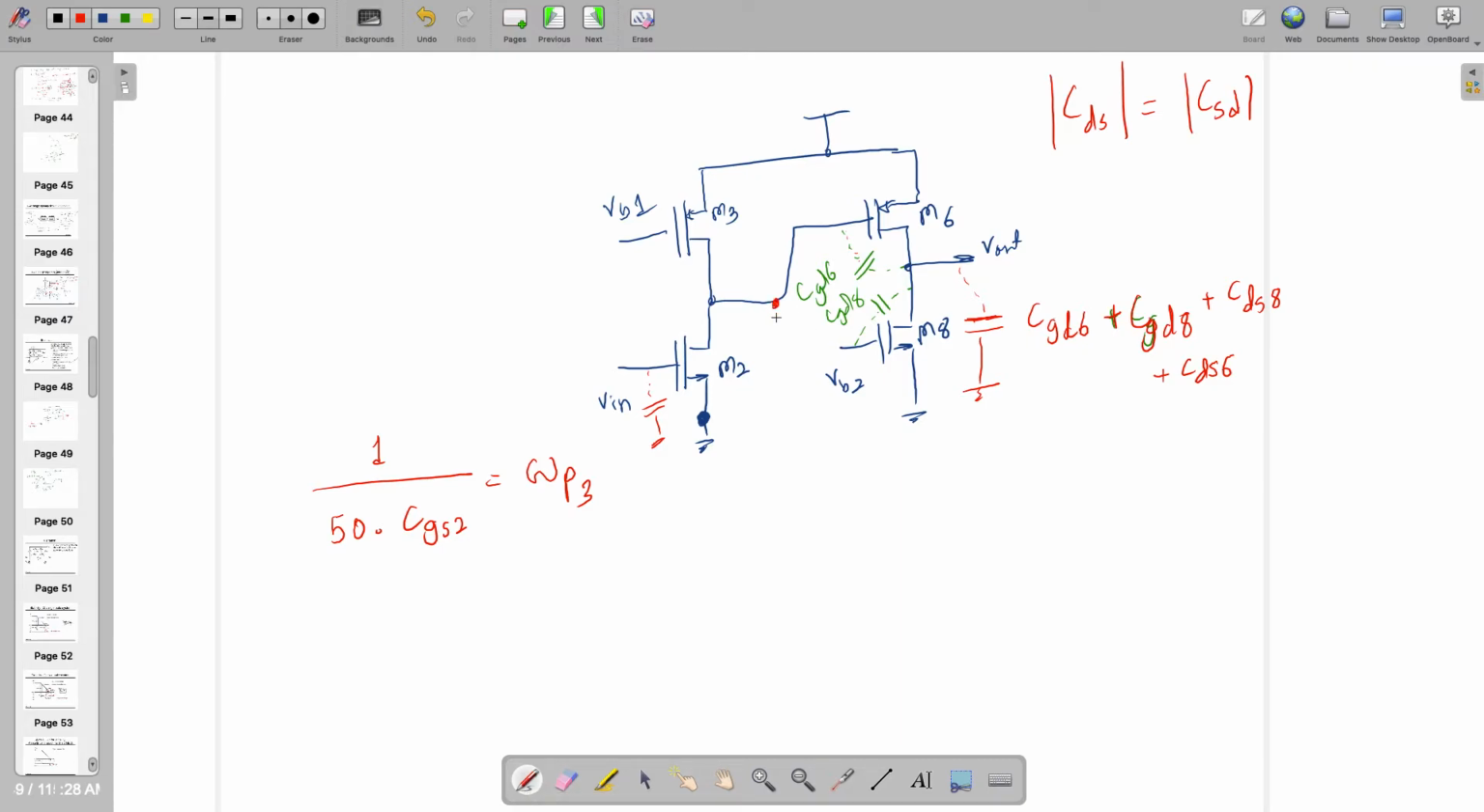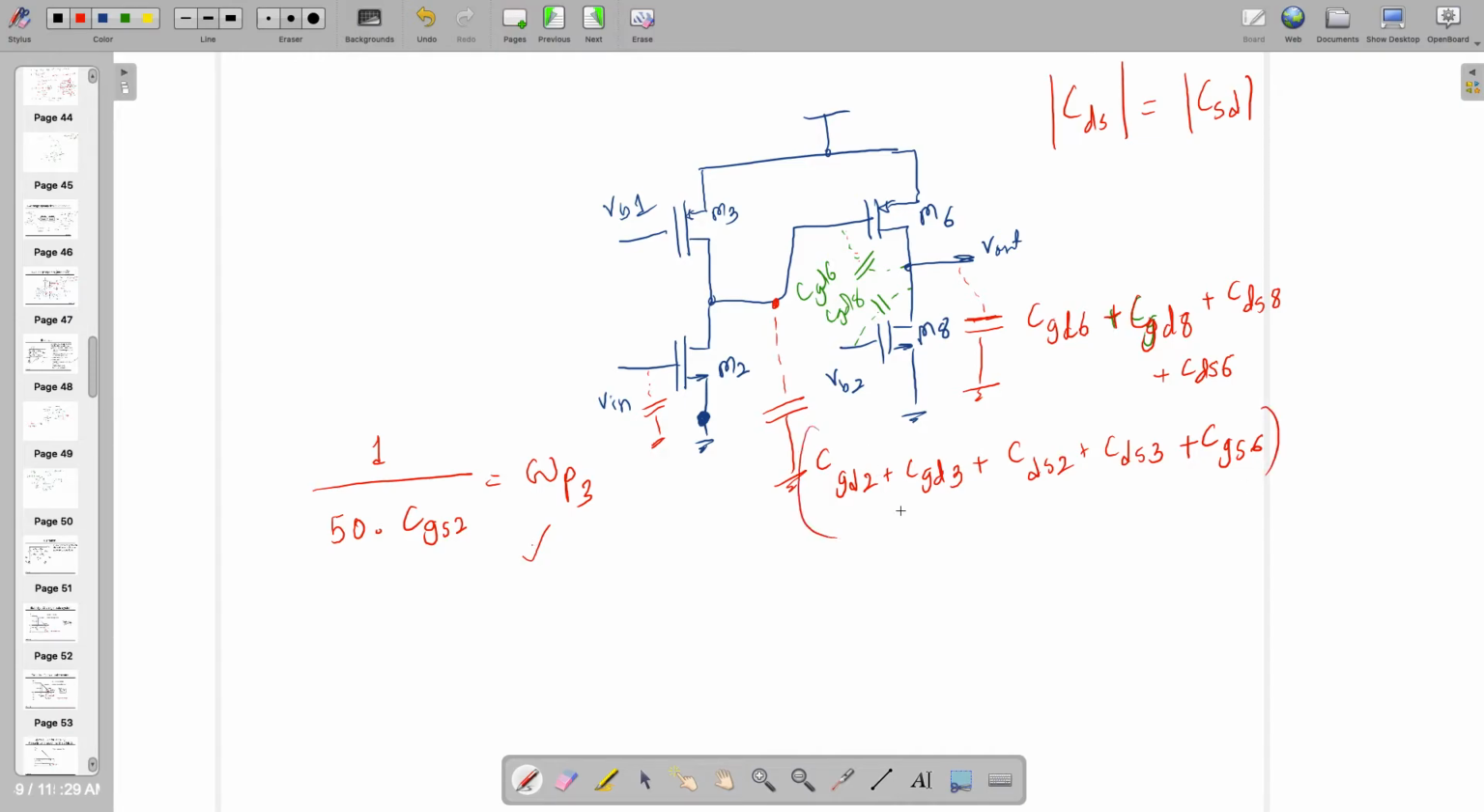Here, this. Here we are going to have CGD 2 plus CGD 3 plus CDS 2 plus CDS 3. Any other thing? CGS 6 plus CG, right? Is there anything left? No, right? So in that case, we have three effective capacitors. Three effective capacitors will have three poles. So one pole is already found out.